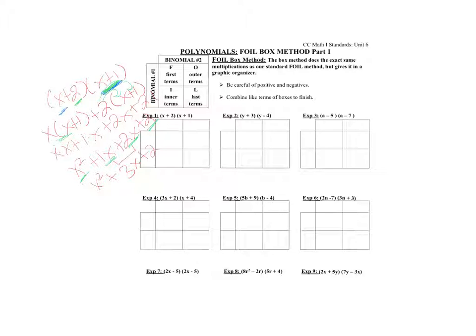Then you look and see what can simplify. So these two are able to simplify. 1x plus 2x is 3x. So we're going to do the same thing. We're going to do a few more examples. We're going to do several examples.